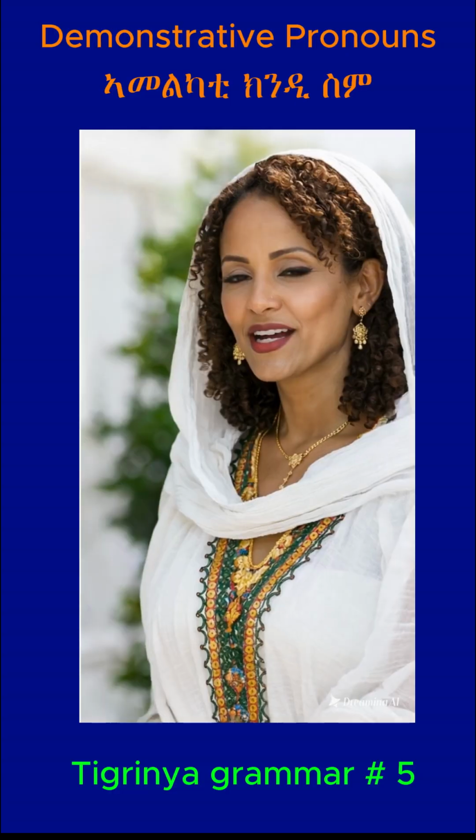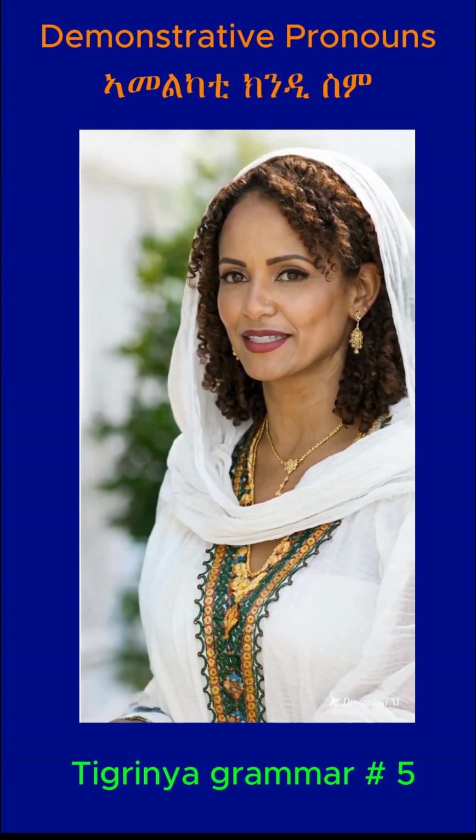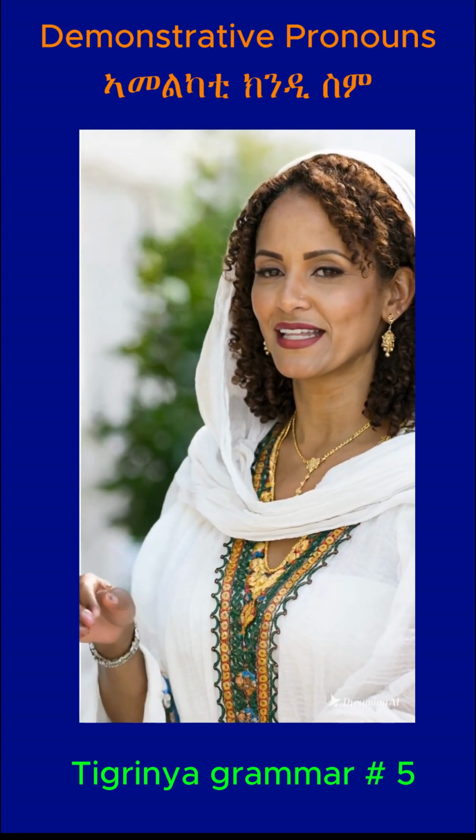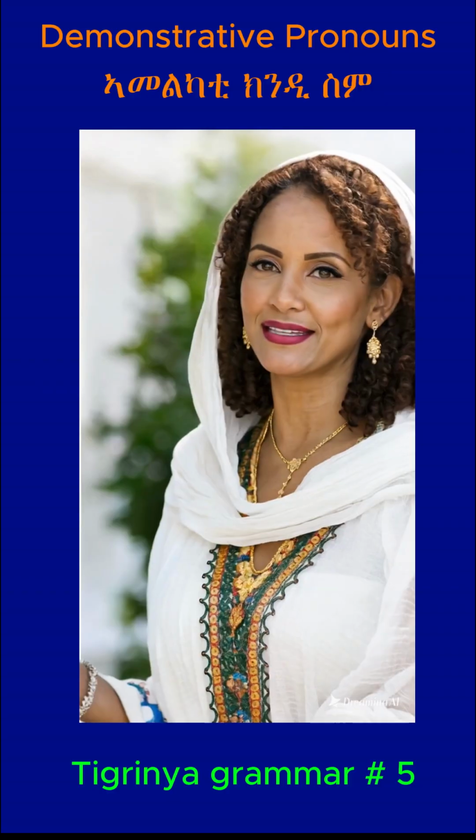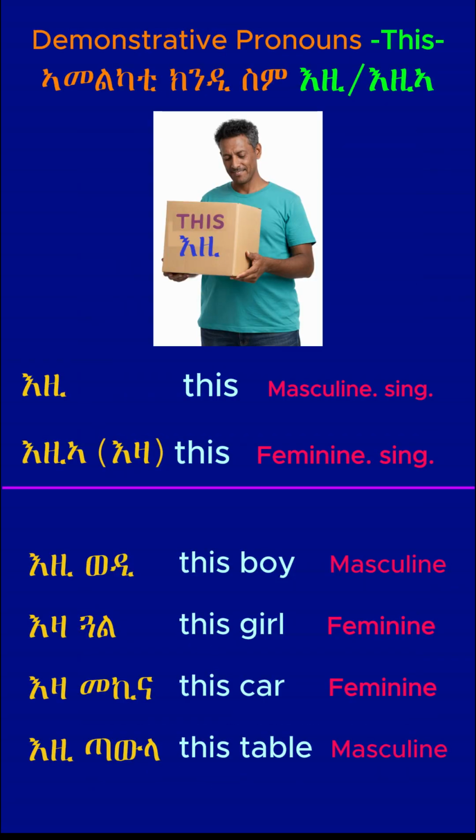And in this lesson, we will work on demonstrative pronouns, which point to specific things: this, that, these, those. There are 4 demonstrative pronouns in English grammar. This, that, these, those. Tigrinya grammar has 12. Why is that? Because, in Tigrinya, the demonstrative pronoun is also conjugated for gender and polite form.